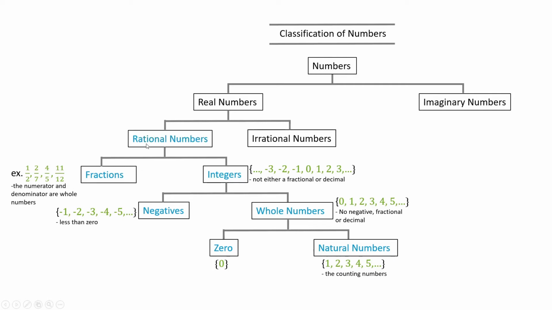Rational numbers. These are the numbers that can be written as fractions. Some examples are 5, 0.5, 0.777, 4/5, 33/9.